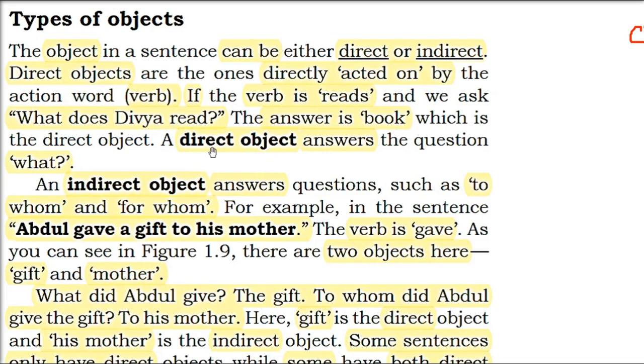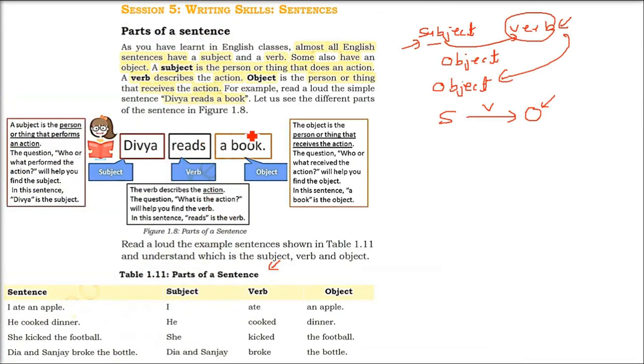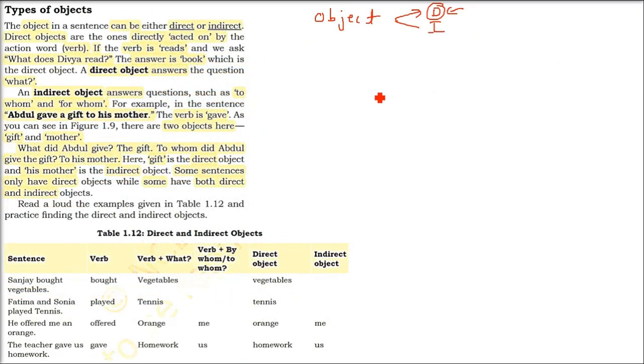Divya is reading a book. So now you have a clear object which has a direct implementation of the verb. A direct object answers the question what. If you ask what does Divya read, the answer is a book. So what does Divya read corresponds to a direct object.